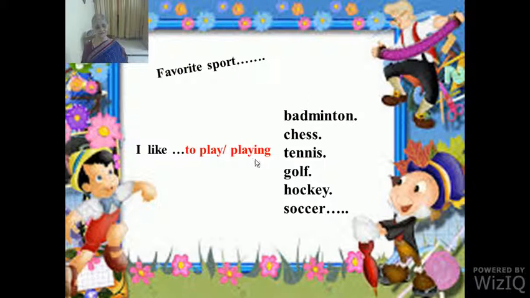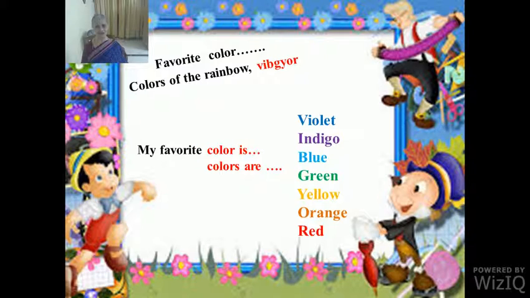Whenever you have the ing form, please don't use to. I like to play hockey. I like to play golf. I like playing golf. I like playing soccer. I like to play soccer. Right? So please remember the use of to and the ing form.